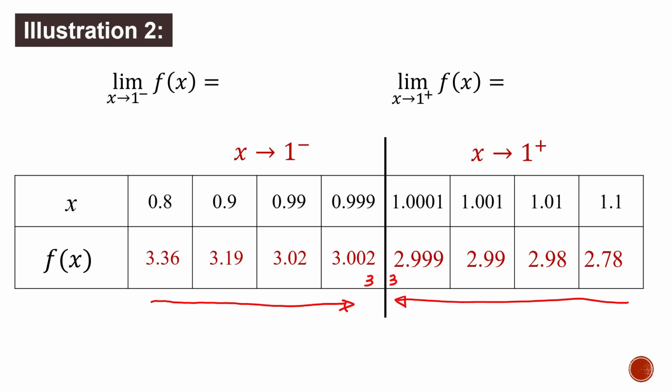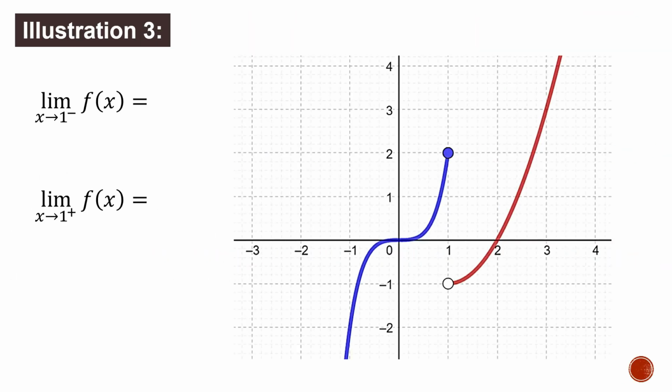There you go. So as x approaches positive 1 from the left, that's 3. And as x approaches 1 from the right side of this f of x, that's also 3. Similar to illustration number 1, the left-hand limit and the right-hand limit are the same. Now let's consider illustration number 3.